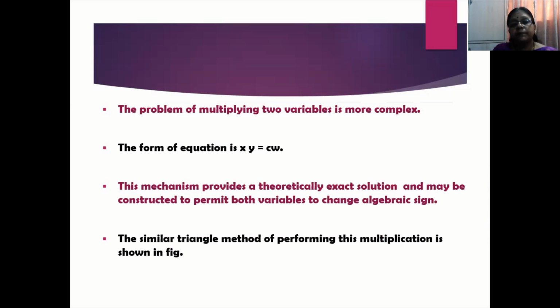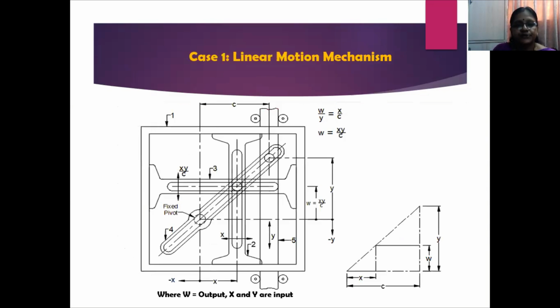The problem of multiplying two variables is more complex. The form of equation is xy is equal to C into W. So you are trying to multiply two variables, then the problem complexity will increase. This mechanism provides a theoretically exact solution and may be constructed to permit both variables to change algebraic sign. A similar triangle method of performing this multiplication is shown here. It's a very interesting linear motion mechanism.